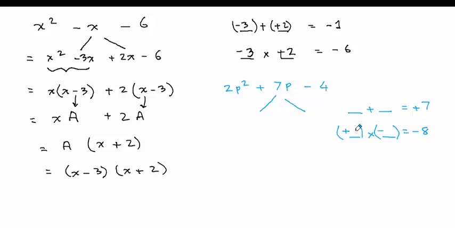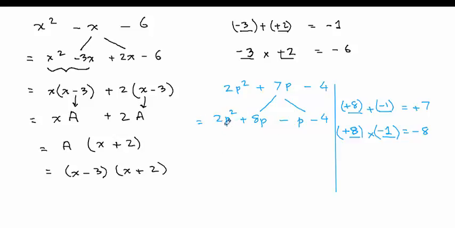And the only way this could happen is if you have a positive 8 and a negative 1. Positive 8 times negative 1 is negative 8. And then if you have a positive 8 plus a negative 1, obviously you get a positive 7. Let me just draw a line here. So we have an 8p minus 1p, or p minus 4, and obviously we have a 2p squared right in the front of the expression.